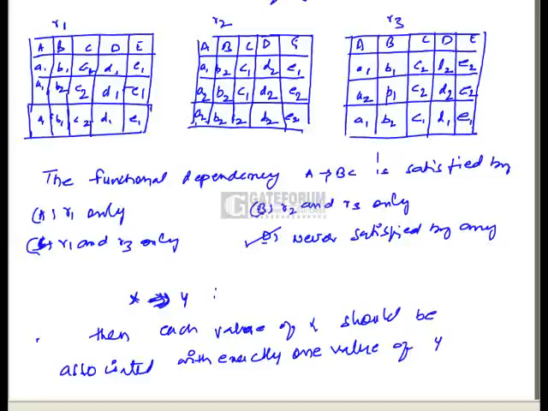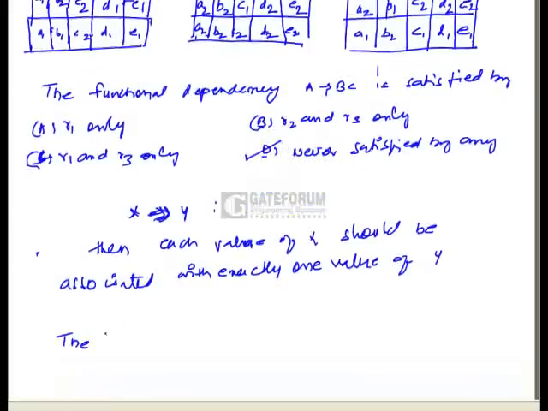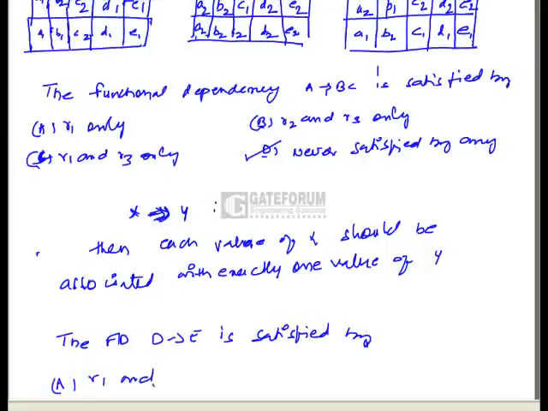The second question for the same data is: the FD D gives E is satisfied by option A, R1 and R2 only, option B, R1 and R3 only, option C, R2 and R3 only, and option D, all the relations.